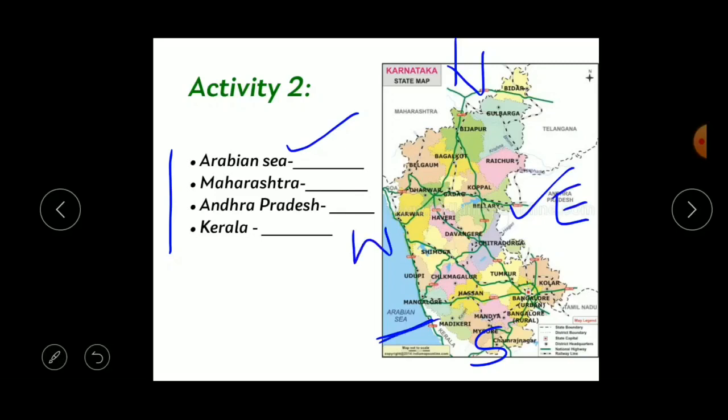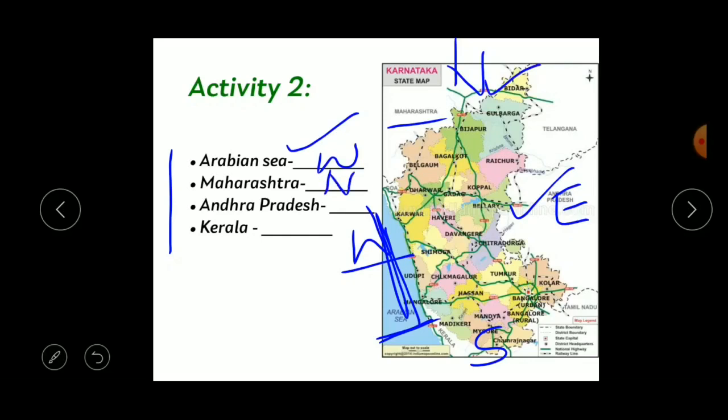Okay, so now tell me, Arabian Sea. In which direction does this Arabian Sea come? Can you see this? This is Arabian Sea. So in which direction does it come? In the west direction. So we'll write here west. Arabian Sea comes in west direction. Next, Maharashtra. Where is the Maharashtra here? Yes, here is the Maharashtra. In which direction does it come? It comes in north direction, right? So we'll write here north.